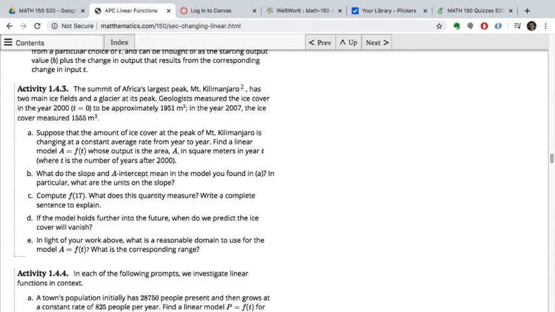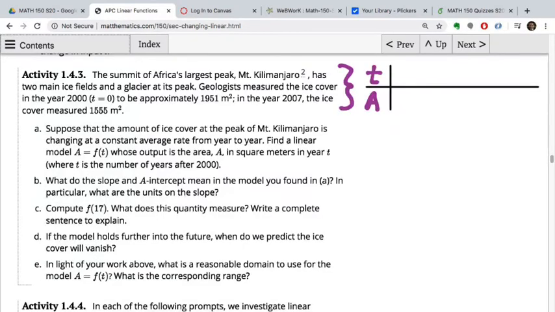So in this, we know something about the summit of Mount Kilimanjaro. It has these ice fields and measurements of the ice cover at 2 different points in time, the year 2000 and the year 2007. And based on those 2 data points, we want to be able to make some predictions and extract some meaning about how the ice cover on top of Kilimanjaro is changing over time. You started out with some data about the area of the Kilimanjaro ice cap in 2000 and 2007, and then you're asking questions about making a linear model and interpreting the parameters of that linear model.